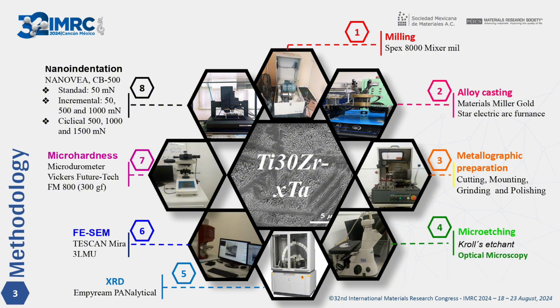To estimate the hardness of the alloys, Vickers microhardness tests were conducted in accordance with the methodology outlined in the ASTM E384 standard, utilizing the Future-Tech test equipment model FM800 for the aforementioned test. In order to obtain the elastoplastic properties, the samples were tested by means of instrumented indentation in accordance with the ASTM E2546 standard. This was carried out using a NanoVea nanoindenter with a Berkovich pyramidal tip in both the standard mode and the incremental and cyclic modes.